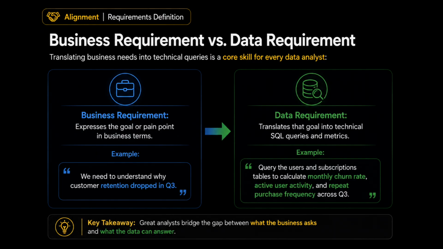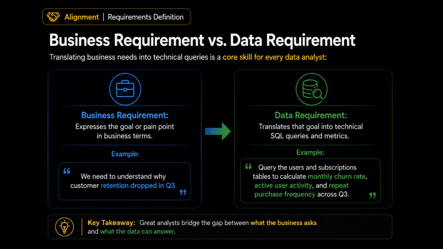Let's see the difference between a business requirement and a data requirement. Translating business needs into technical queries is a core skill for every data analyst. A business requirement expresses the organization's goal or pain point in business terms. For example, the business may say, we need to understand why customer retention dropped in the third quarter. This clearly explains what the business wants to investigate.